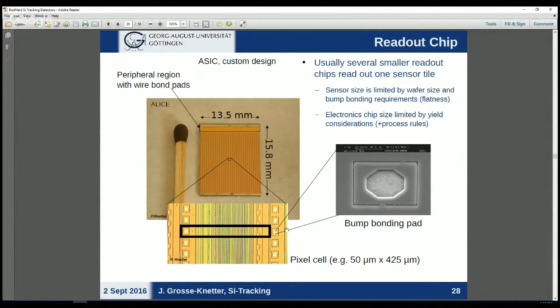In real life, it looks like this. So that's a readout chip, in that case, from the LHC experiment. You have most of the area covered by those small pixel cells. So they look like this. It's a rectangular shape in this case, 50 by 425 micrometers, with the connection pad for the sensor, and the rest of the electronics is hidden in that area.